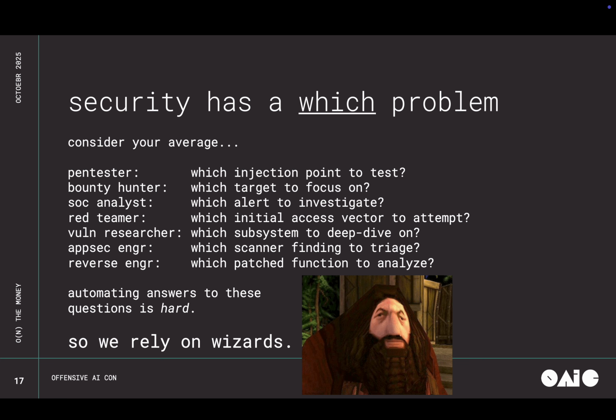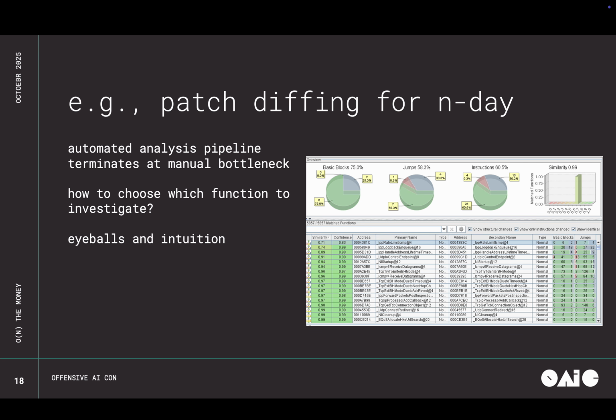I personally encountered this problem a lot when patch diffing for end-day vulnerabilities. And so if you've ever used BinDiff to examine one patch versus another, you'll arrive at this screen which shows you all the functions that changed in the patch. There are some similarity scores you can look at. You can see how much the function changed. You can kind of glance at the symbols. But it's really up to you to just follow the code smell, right?